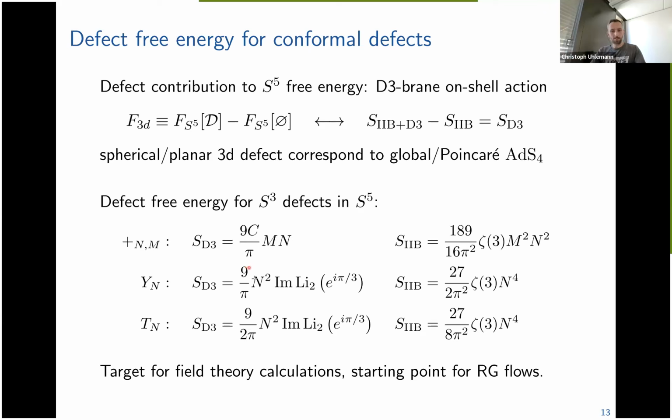The point of these calculations is that it gives us a clear target for field theory calculations and is a starting point for discussing renormalization group flows. And we'll come back to these expressions later.